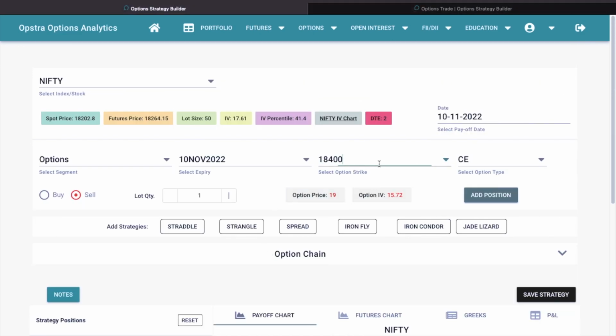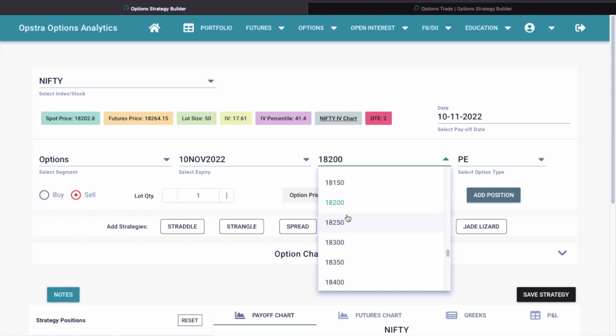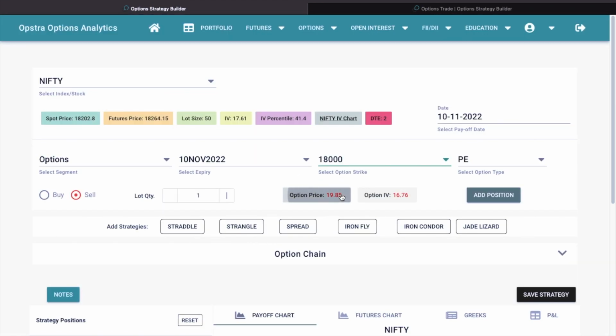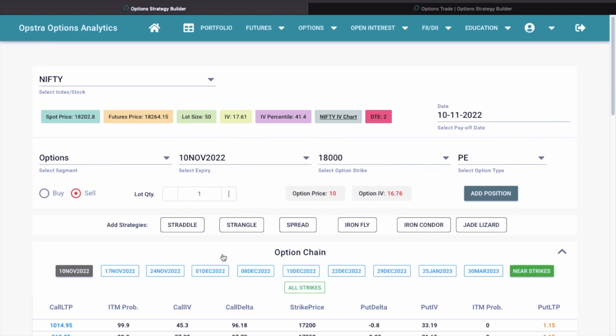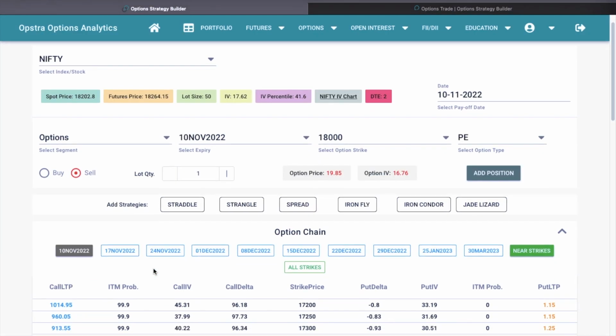Okay, similarly 18,200 PE. This also, sorry, 18,000 PE. Okay, this would also come to 10 rupees. These are all estimated prices I am putting, just considering that the market is opening flat. Okay, so add position.